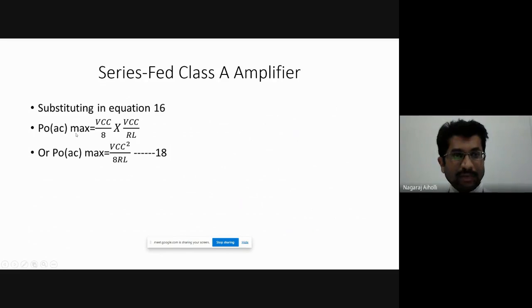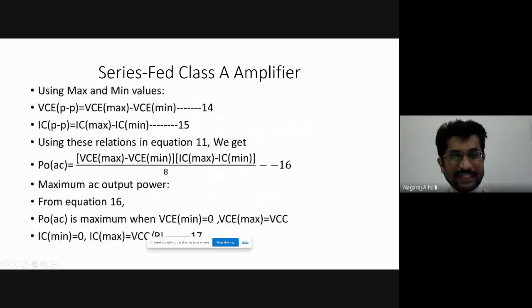Okay, the maximum AC output power we'll get when we have V maximum and I maximum in the numerator, and that is obtained when the VC minimum is 0 and VC maximum is to the maximum value VCC, and IC minimum is 0 and the IC maximum value is VCC by RL. So when both V and I are maximum, the output power will be maximum because the numerator will be maximum, and hence the AC output power will also be maximum.